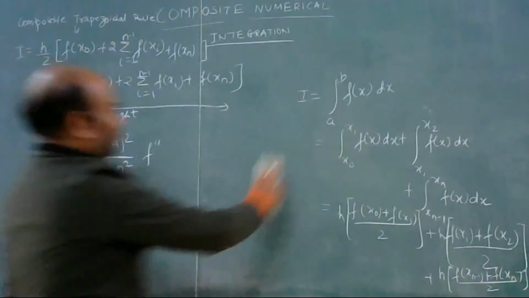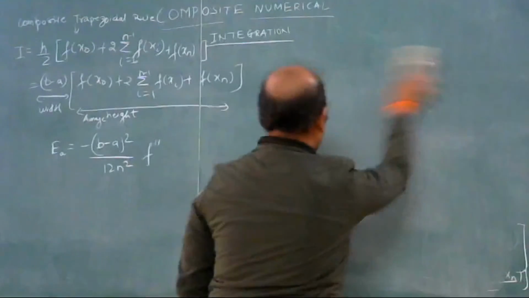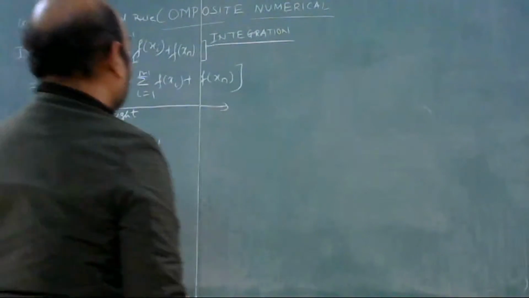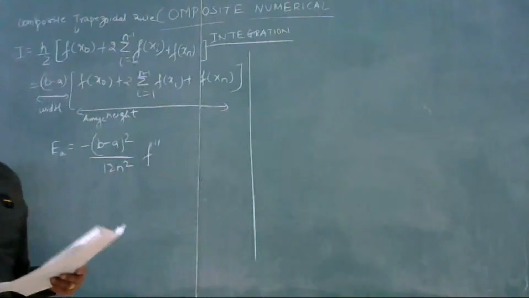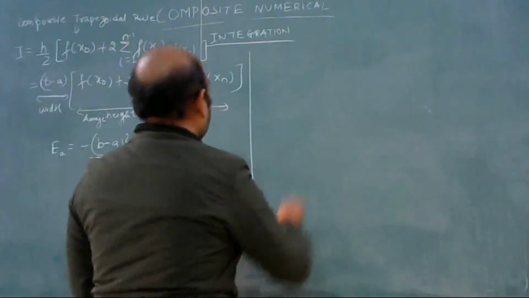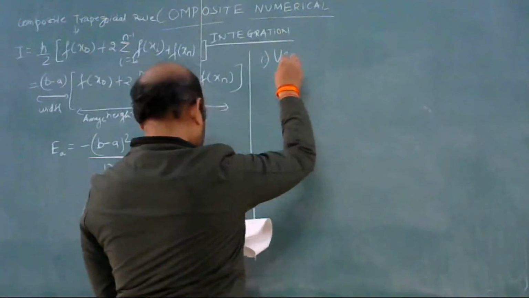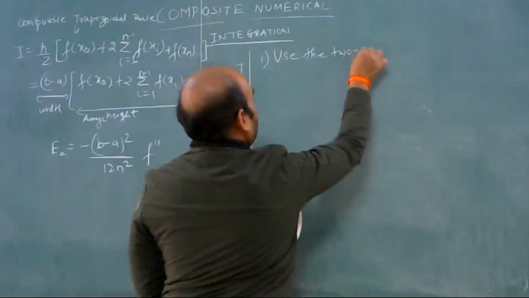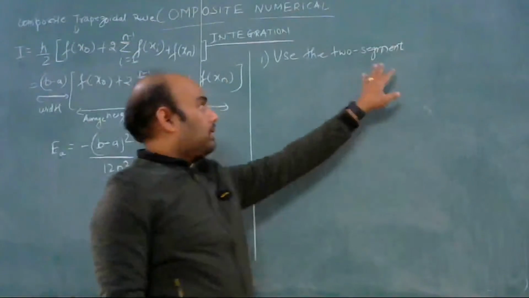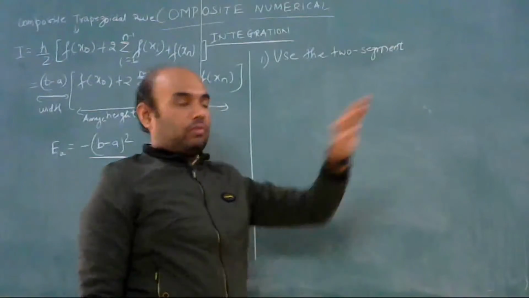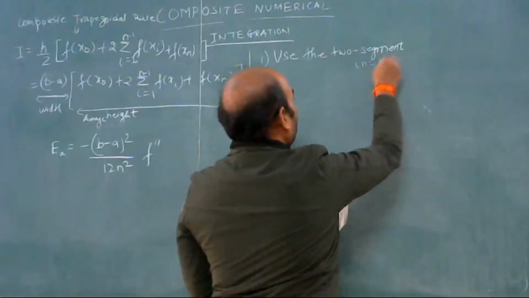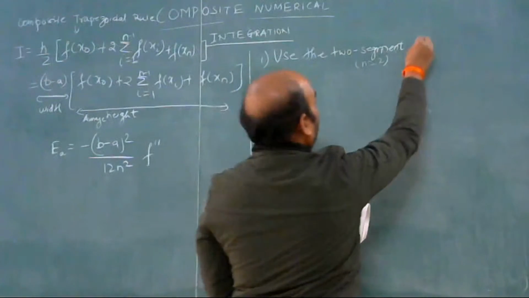So now we'll take one numerical, one problem based on this, and then we see composite trapezoidal Simpson rule. So use the two segments. It is given you have to use two segment. So what do you mean by this two segment? We are taking only two areas, so value of n will be 2. So two segment means value of n is equal to 2. Two segment trapezoidal rule.